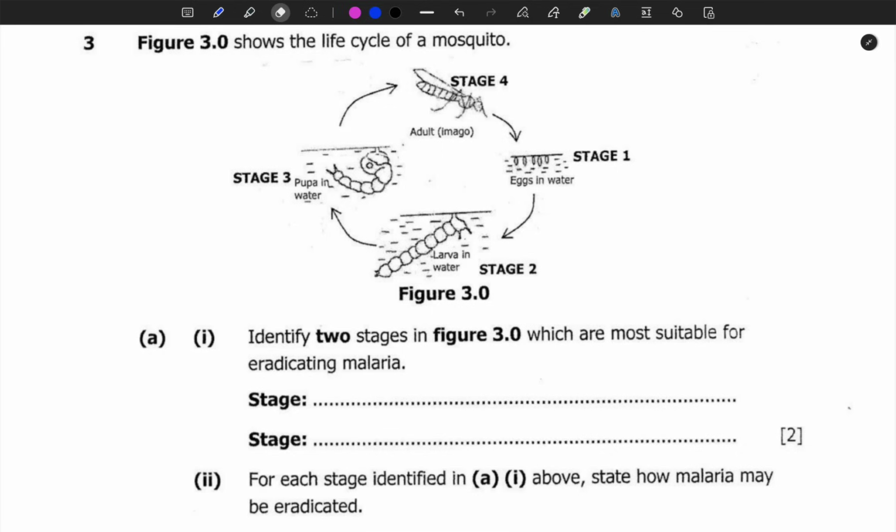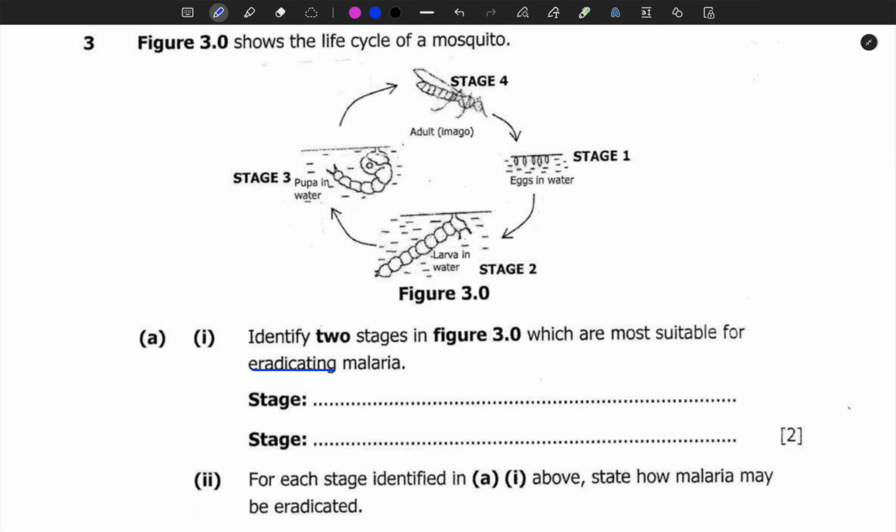So we have stage 1, eggs. Stage 2, larva in water. Stage 3, pupa in water. Stage 4, the adult. Then for A1, identify 2 stages in figure 3.0 which are most suitable for eradicating. So to eradicate simply means to get rid of. So to get rid of malaria.